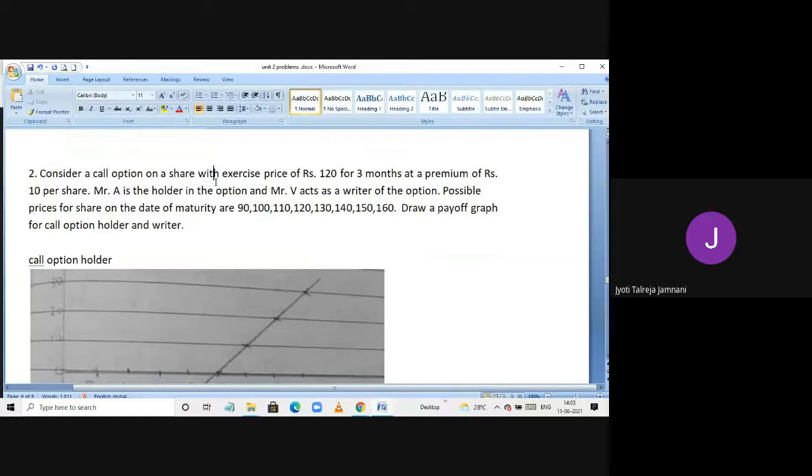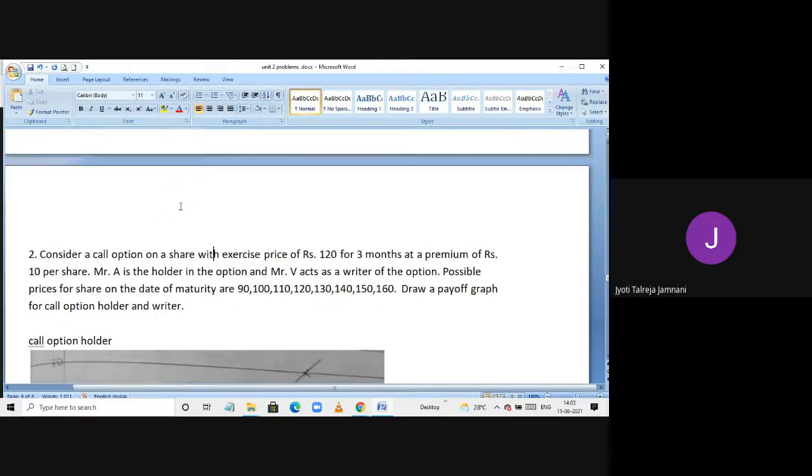Consider a call option on a share with exercise price of rupees 120. Now in the exam, they may ask you both or they may ask you any one for 7 marks. So if both come, 10 marks; if only one is asked, then it will come for 7 marks. That means either they'll ask you to do for only holder or only writer.